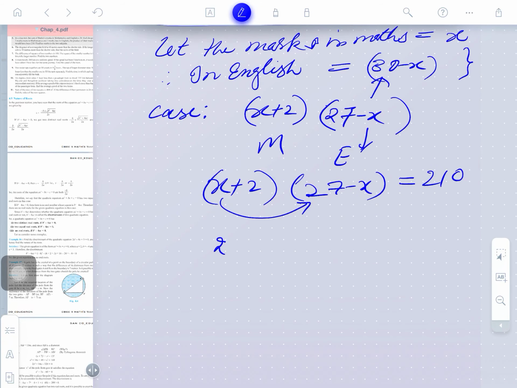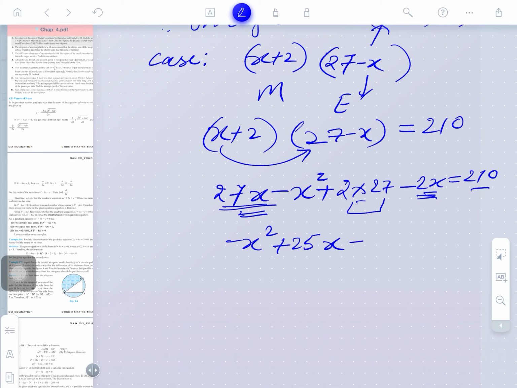So 20x, this is also minus x square, and what is that here? 25, it's a 27x, 2x. Okay, and there will be, yes, it's a numerical, so you need to solve this. Here 54 minus 210 is equal to 0. So minus of x square, 25 of x, and what is the difference?